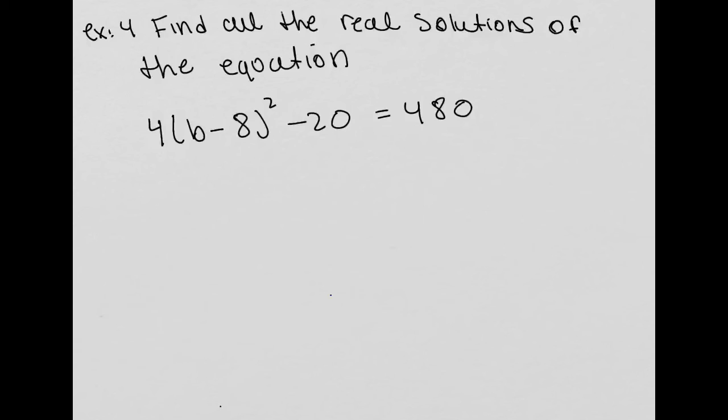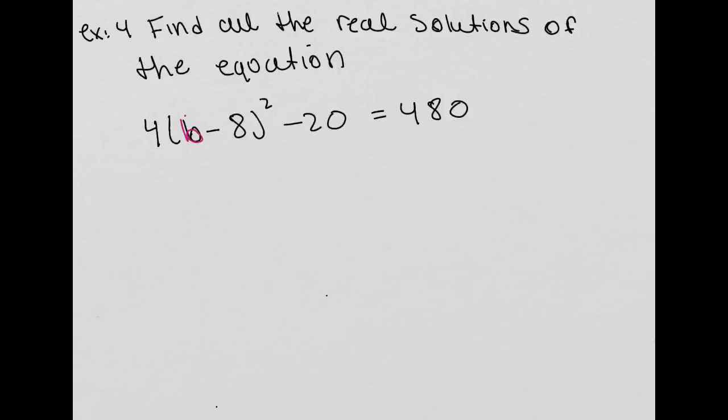Okay, do we have another example? We do have another example. And this just requires a little bit more solving. So we want to find all the real solutions of this equation. Again, we want to start by isolating the variable. In this case, the variable is b. This is the variable.